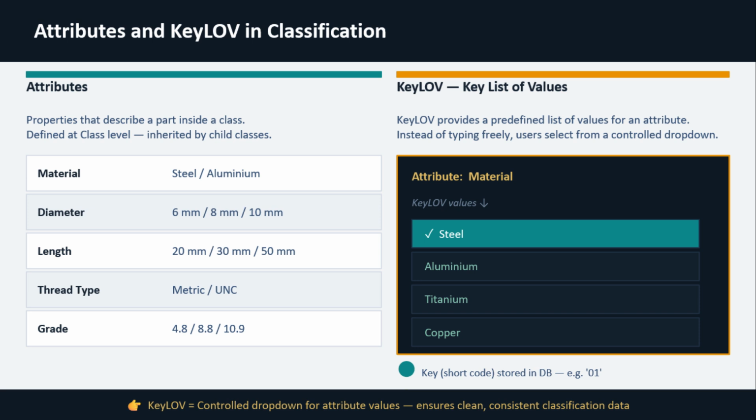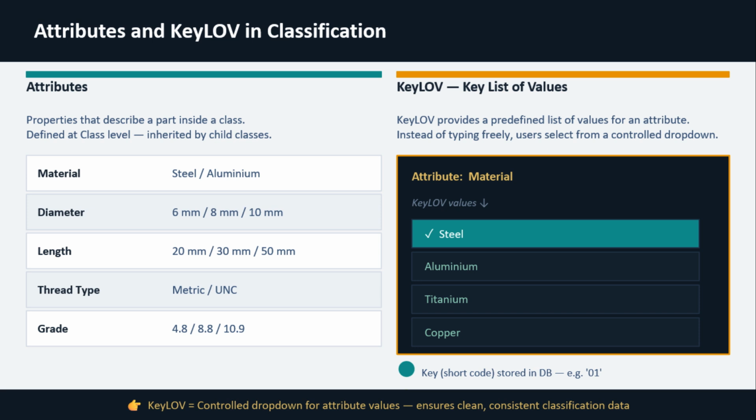Now let's see what is key LOV. KeyLOV stands for Key List of Values. KeyLOV provides a predefined list of allowed values for an attribute. Instead of typing freely, users select from a controlled dropdown. For example, for the material attribute, the key LOV might have steel, aluminum, and copper. The user picks from this list. They cannot type anything at random.